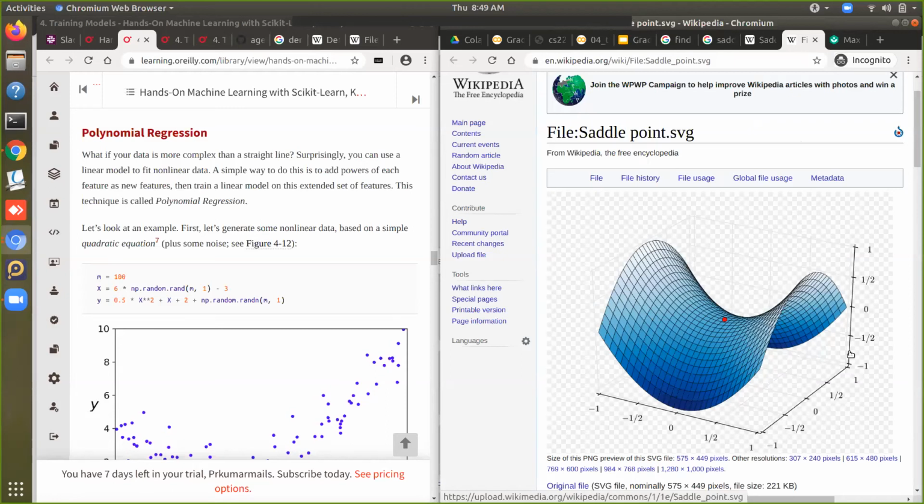So if x was the direction left to right, then the partial derivative with respect to x would say that it's reaching a minimum. And if y is the direction front to back, then the partial derivative with respect to y would tell you that you're reaching a maximum, right?